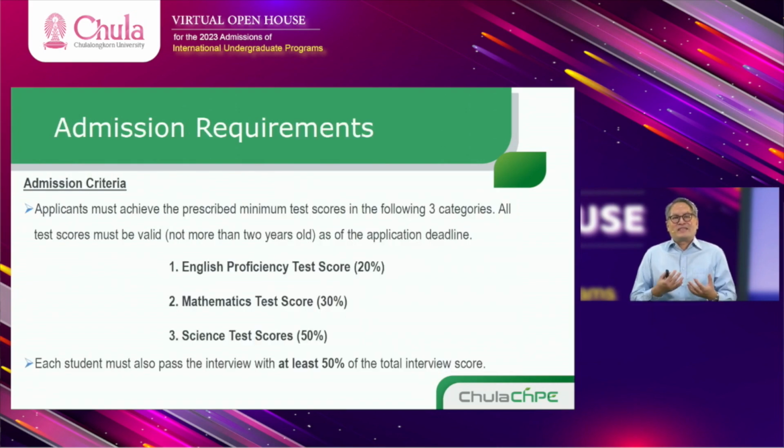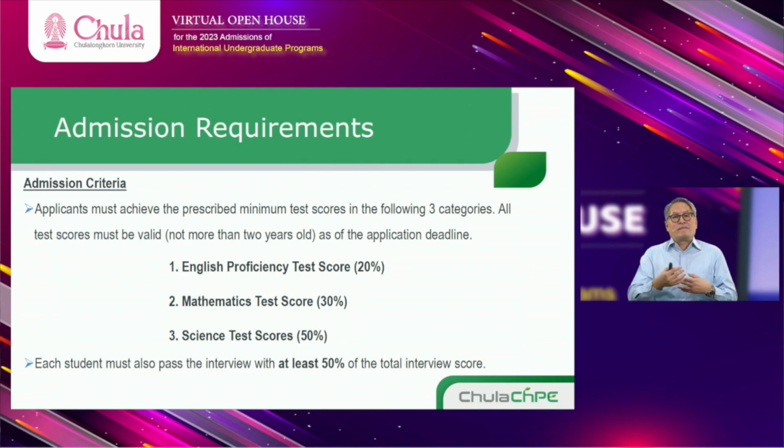So for the admission requirements, you can submit test scores. We don't do portfolios, okay? You submit test scores in three fields: English, which accounts for 20% of the total score, mathematics, 30% of the total score, and science, 50% of the total score. Once you submit all the test scores, we will start to rank all the applicants, okay?